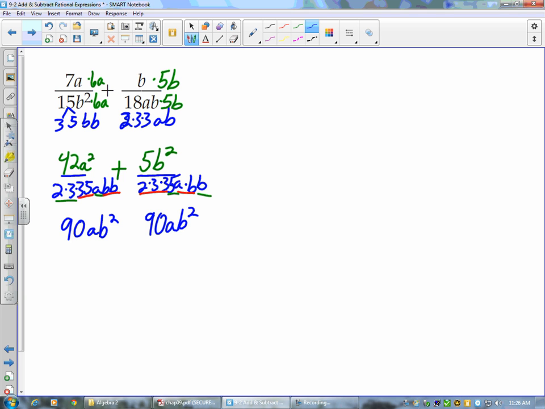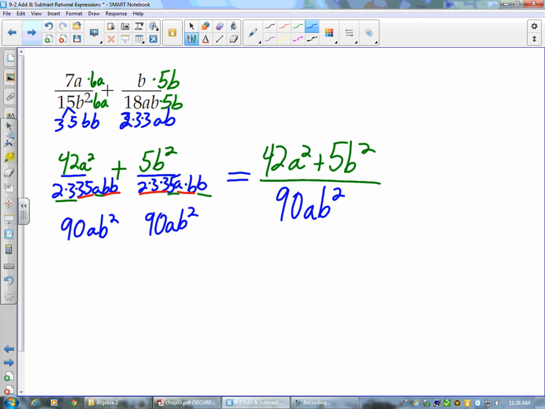Next, now that we have the same bottoms on the bottom, we can add the tops. And in this case, you can't add 42a squared plus 5b squared because the letters are different. So we're just going to leave it as 42a squared plus 5b squared all over 90ab squared. And that's your final answer.